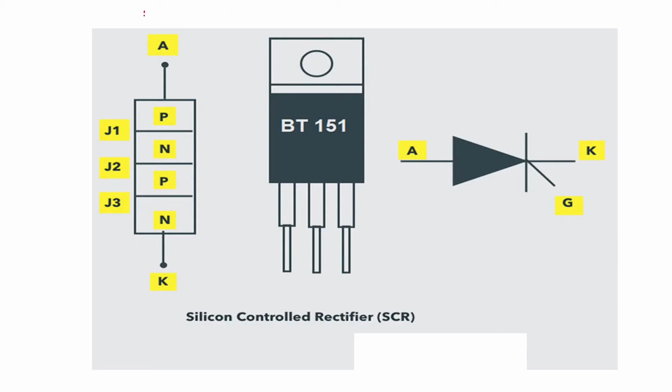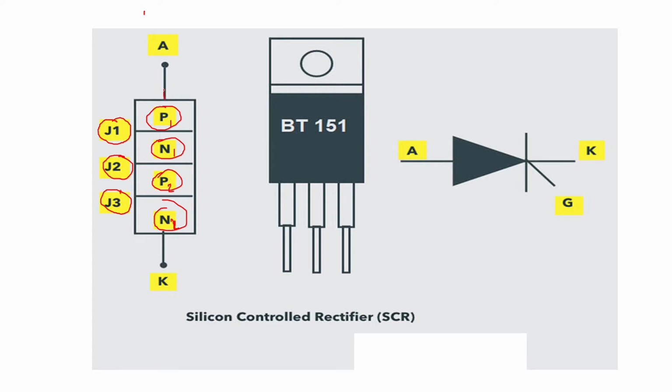Here you can see the structure of a silicon controlled rectifier. You have four layers. This is a P type layer, this is an N type layer, a P type layer, and an N type layer. You can name them P1, N1, P2, N2. So four semiconductor layers, and because they are joined, they make three junctions. This is junction J1 between P1 and N1. This is junction J2 between N1 and P2. This is junction J3 between P2 and N2.